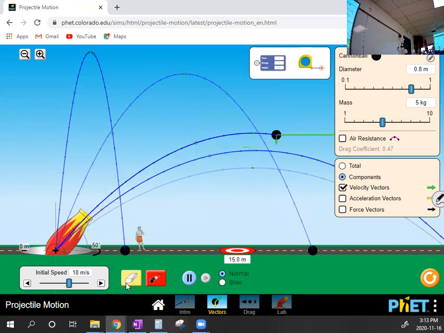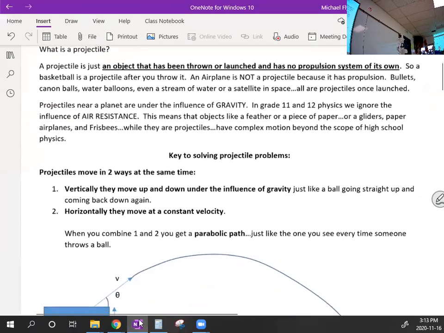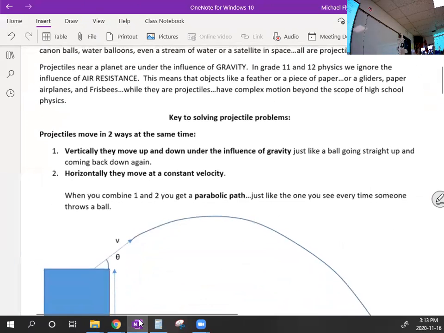Now that component does vary with the launch angle, okay? And putting these two things together is how you solve projectile motion questions. So let's get right to it and let's see how we do that. Now what I did was I posted on OneNote for you the keys to solving projectile motion problems. So this is just review, we did them last year.